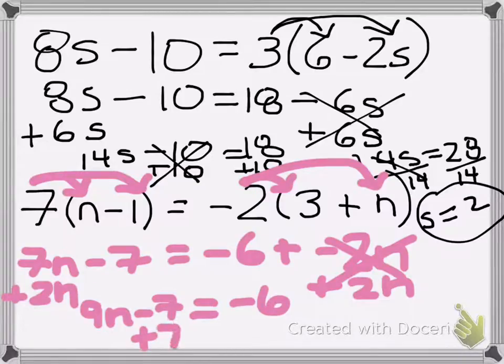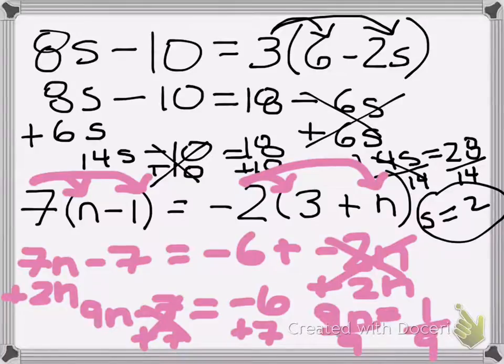Then I'm going to continue combining like terms by adding the 7 to the negative 6, and I have 9n equals 1. And my final step is to get the variable by itself, so I'm going to divide by 9. So n would be 1/9.